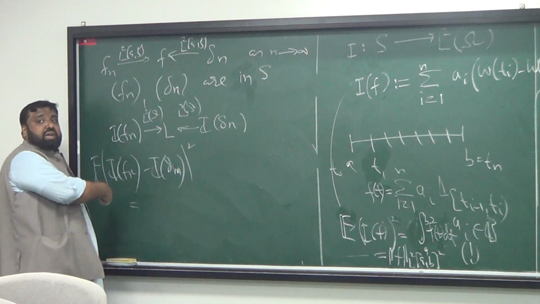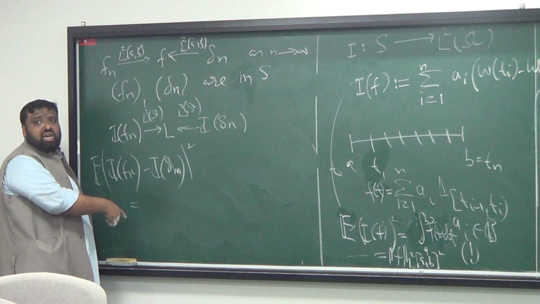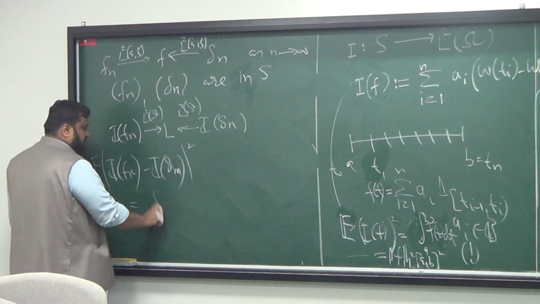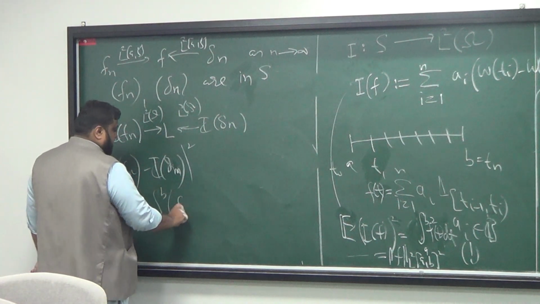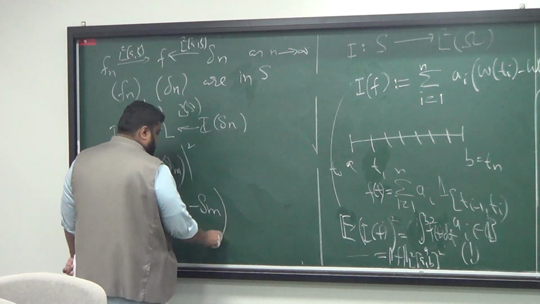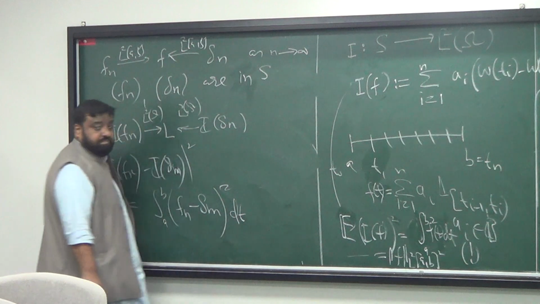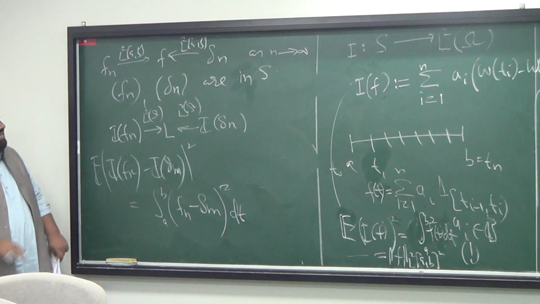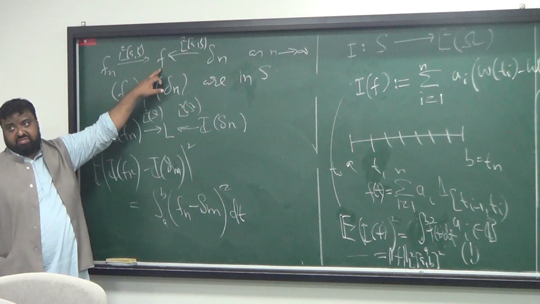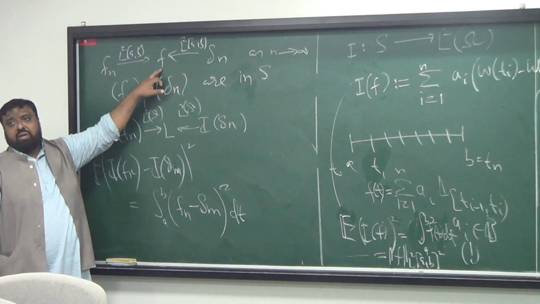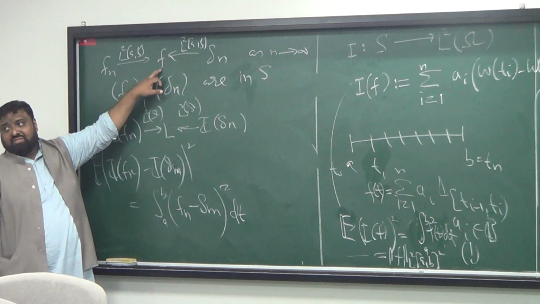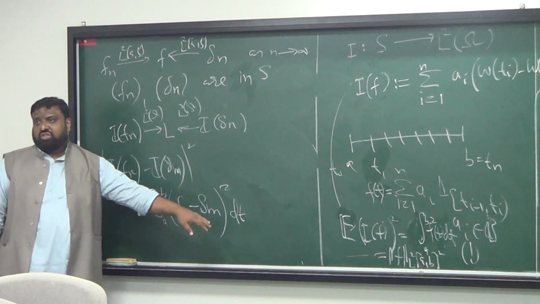You can, but by using the linearity of the I and all the same argument, you're going to see that this would be the same as Fn minus Gm squared. Okay, and then I can add and subtract F here and apply an appropriate inequality. I can show that this goes to zero.